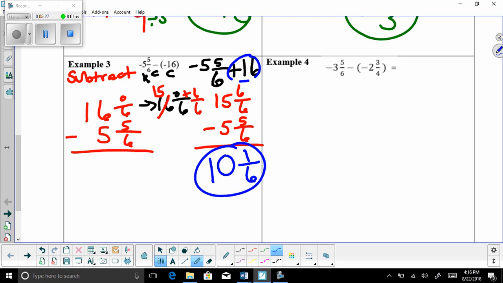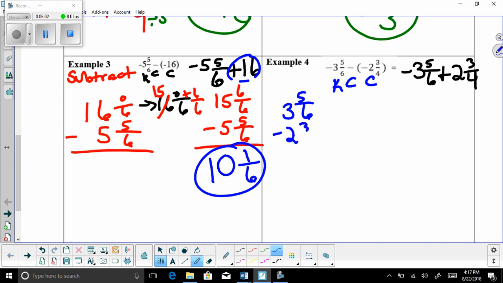One more example. So I have -3 and 5/6 minus -2 and 3/4. I need to rewrite subtraction as addition. Keep, change, change. So my problem is now -3 and 5/6 plus 2 and 3/4. I know I'm going to subtract because the signs are different. My final answer is going to be negative. And because 3 is bigger than 2, I'm going to write -3 on top. 3 and 5/6 minus 2 and 3/4.